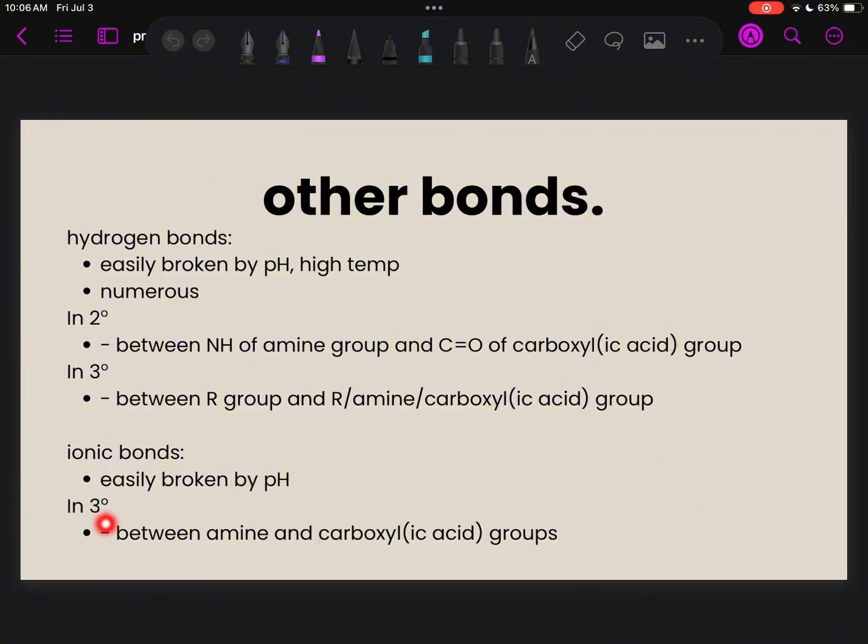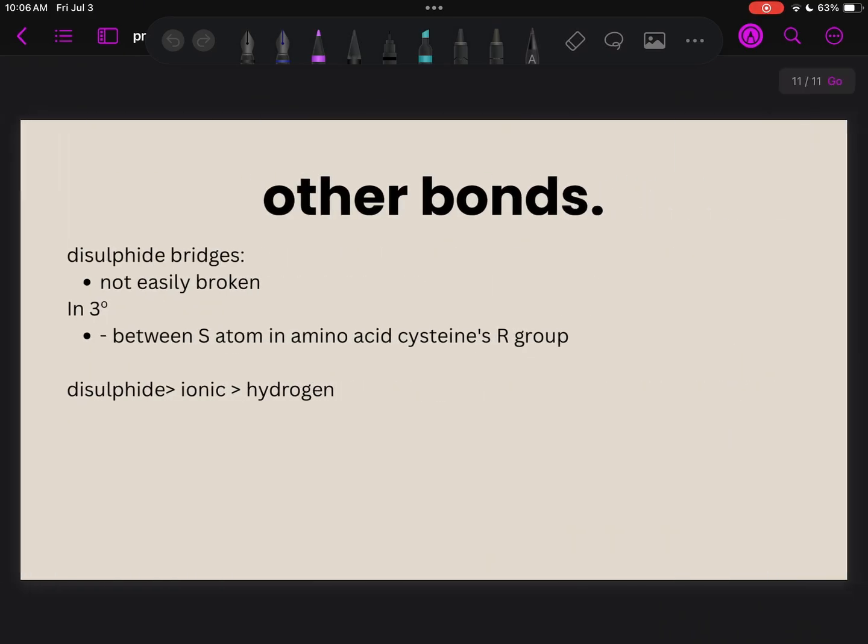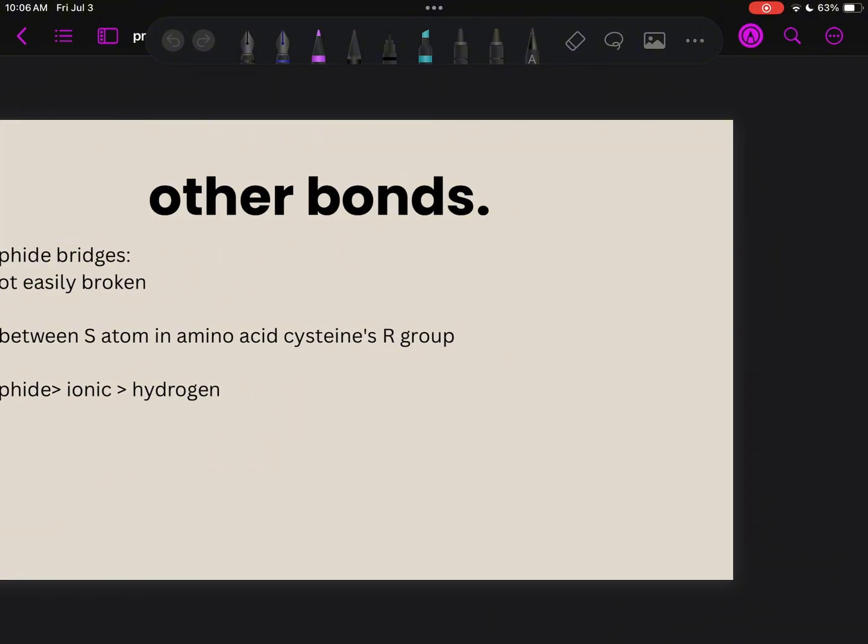In tertiary structure, they're between the amine and the carboxylic acid groups. Disulfide bridges, these are not easily broken. In tertiary structure, these are between a sulfur atom within the amino acid cysteine R group. And in terms of strength, it would go from disulfide bonds or bridges to ionic bonds to hydrogen bonds.